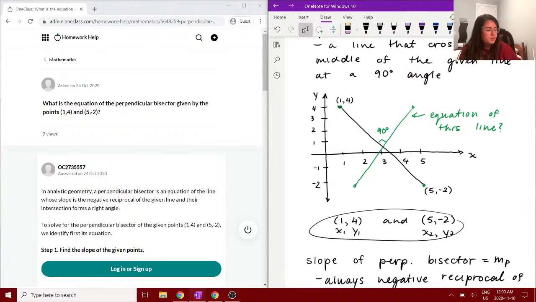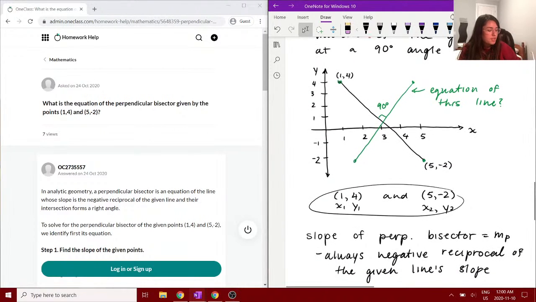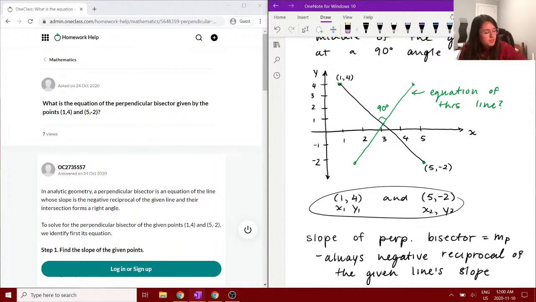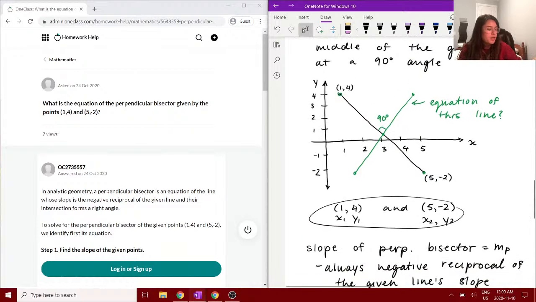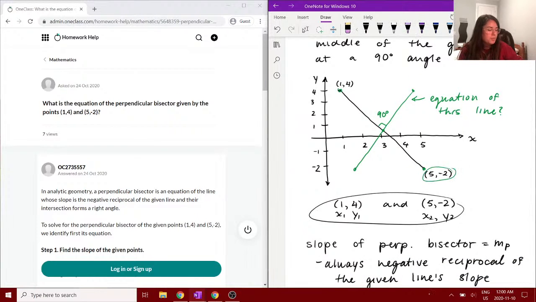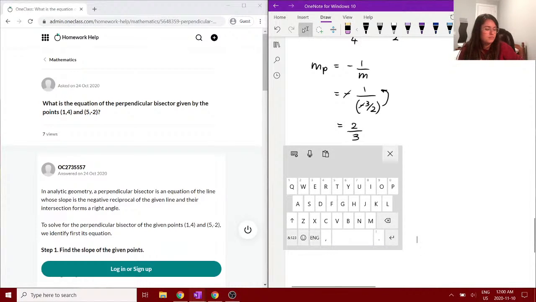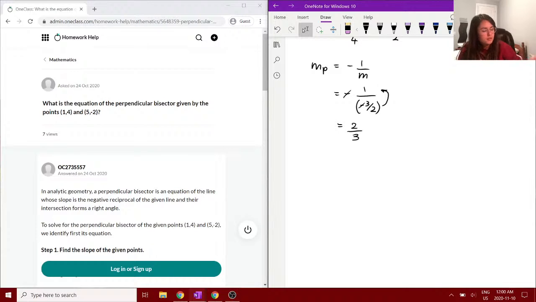So in order to find the equation of the line, the only thing we need left is a point along this line. Since they share one point right here in the middle, because remember it bisects right in the middle of the given line, all we have to do is find the midpoint between this point and this point, the two given points. Okay, let's do that. Midpoint.